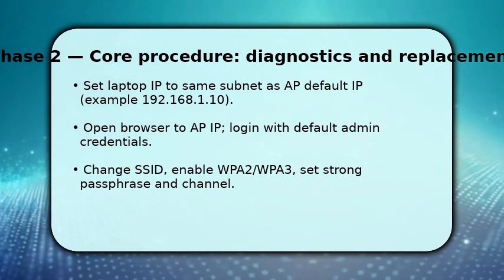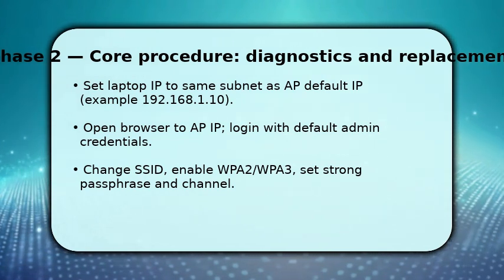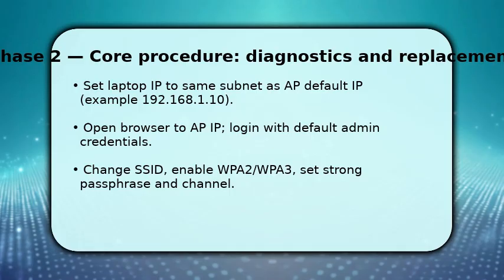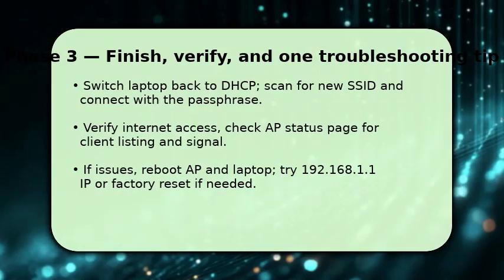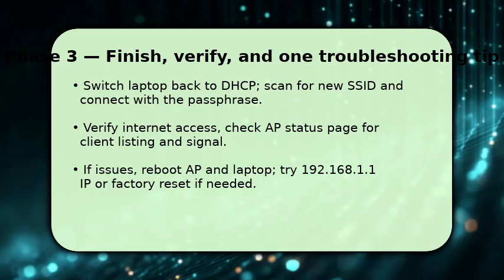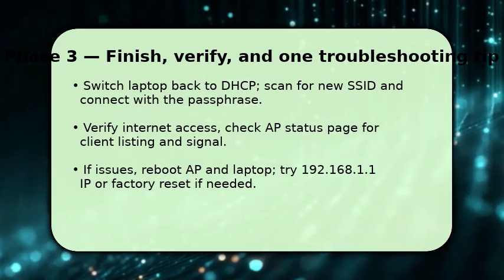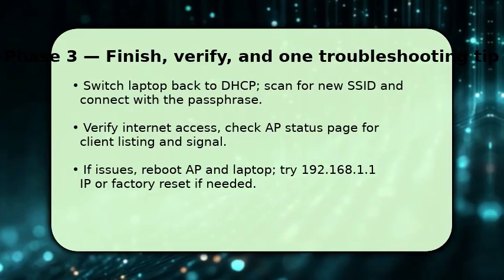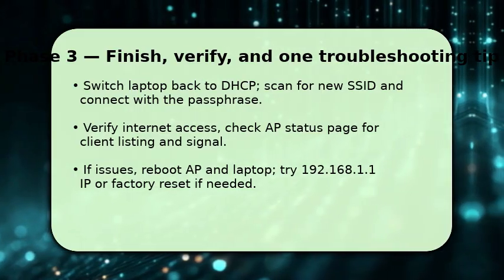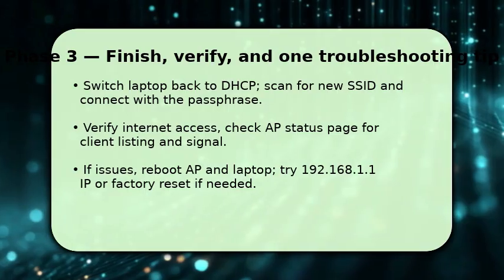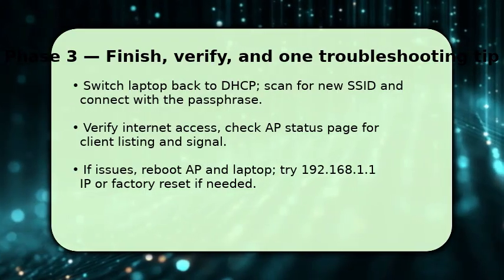Also pick a channel. After saving AP settings, switch your laptop back to DHCP, then scan the wireless networks and connect to the newly named SSID using the passphrase you set. Verify internet access and open the AP's status page to confirm your laptop appears as a connected client and that signal strength is good. If you cannot connect, reboot both devices and retry.